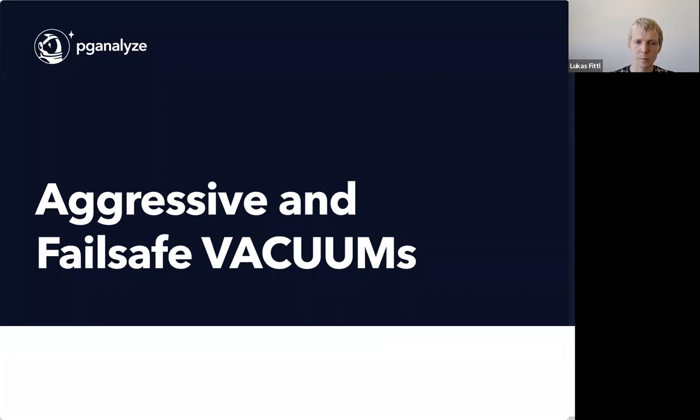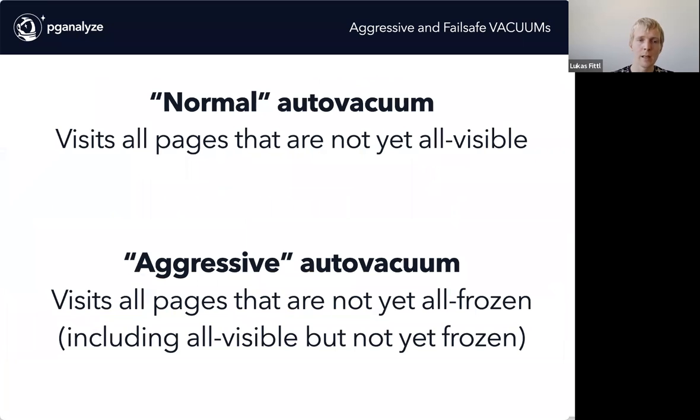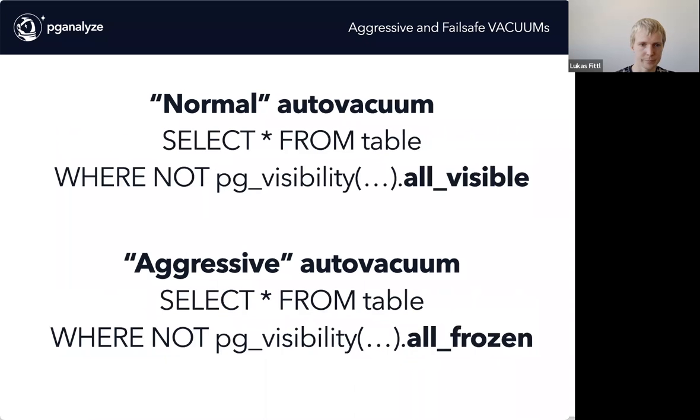So let's talk about what an aggressive vacuum and a failsafe vacuum are. Talking about aggressiveness first: a normal autovacuum, when it does its job, will visit all the pages in your table that are not yet marked as all visible. An aggressive autovacuum will visit all pages that are not yet all frozen. This will include pages that are all visible but not yet frozen. So usually the aggressive vacuum visits a much bigger portion of your table.